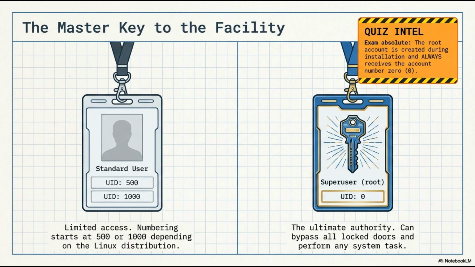Wait, really? Why is it hard-coded to 0? It's a kernel thing. It just feels almost primitive for a modern operating system to rely on a single static integer rather than, like, a dynamic security identifier or a hash token. Well, yeah, but it goes back to the very foundation of Unix. The kernel actually doesn't care about the word root or any usernames at all. It literally only reads integers.